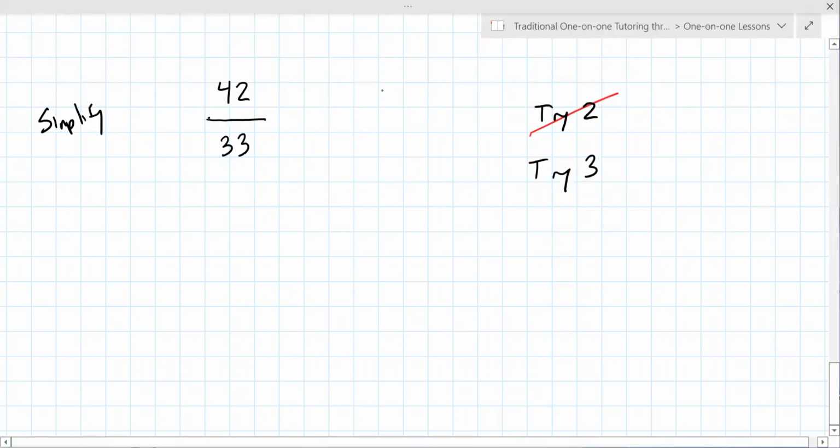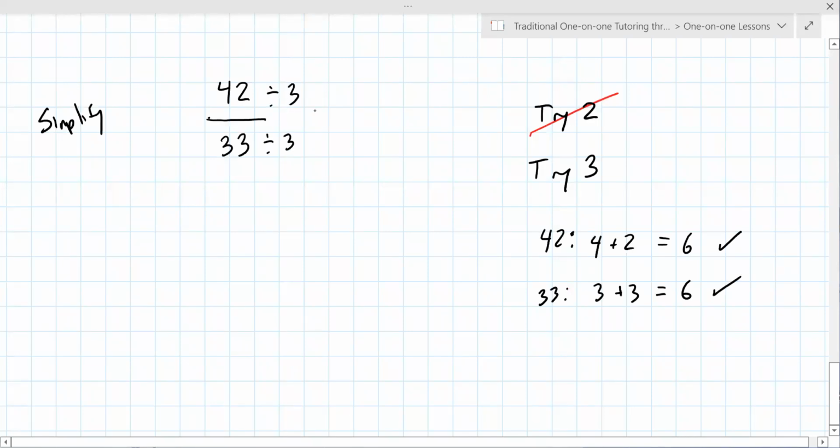If you're not sure, you have to use the divisibility rule for 3. The rule says you take the number and you add up the digits. So 4 plus 2 is 6, and that's divisible by 3. If the sum of the digits is a multiple of 3, then you're in good shape. Same with 33. 3 plus 3 is also 6. That's definitely a multiple of 3. So you divide both of these numbers by 3.